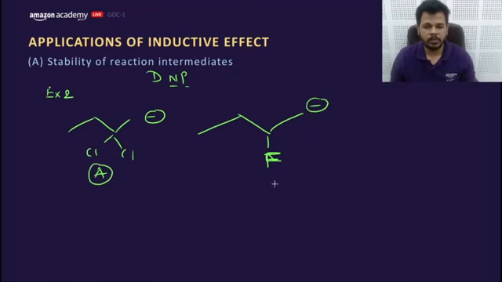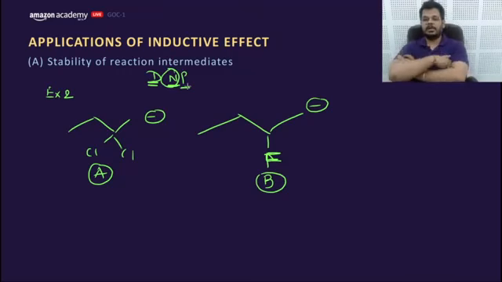A or B, which is more stable? First you look for the distance of the group from the positive or negative charge, then the number. The more the number of groups, the more would be the effect. Anjali says A.